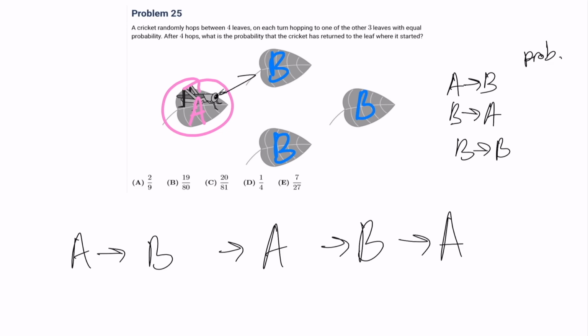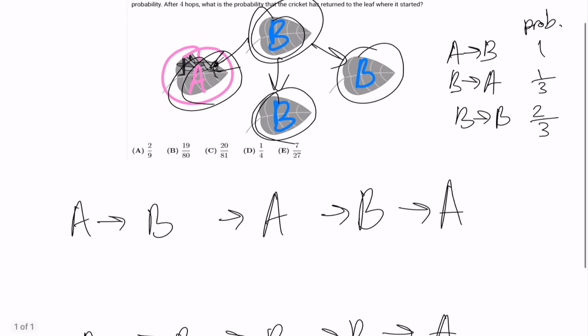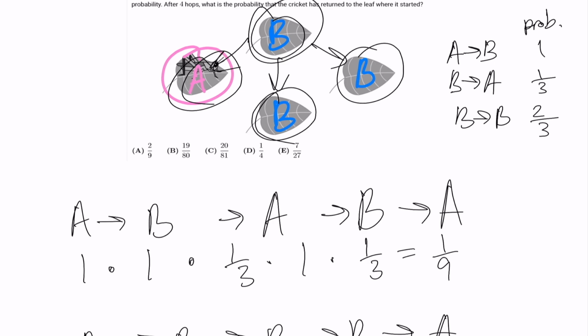So from A, there are only 3 ways to move, and all of them go to B, so there's a probability of 1. Then if you're on leaf B, there are 3 ways to move. One of them is A, which leads you to a 1/3 probability here, and 2 ways to go to B, so a 2/3 probability of going from B to B. So filling this out, we know there's 1 probability of starting with A, probability of 1 from going A to B, then B to A has a 1/3 probability, A to B has a 1 probability, and B to A has a 1/3 probability. So this case has a probability of 1/9.